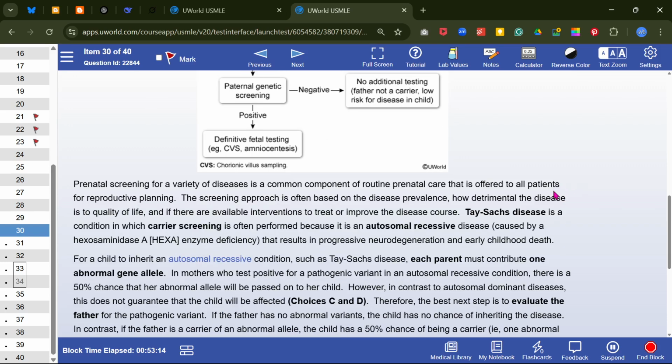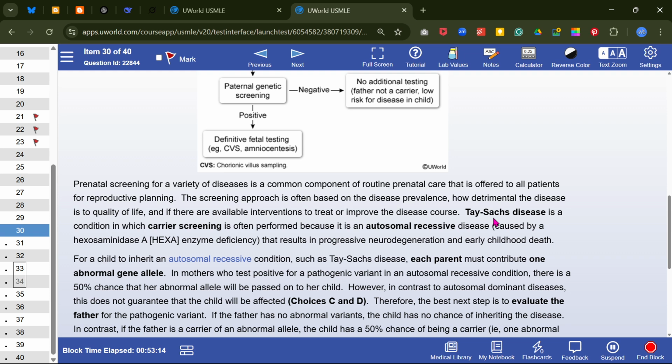Prenatal screening for a variety of diseases is a common component of routine prenatal care that is offered to all patients for reproductive planning. This screening approach is based on the disease prevalence, how detrimental the disease is to quality of life, and if there is an available intervention to treat or improve the disease course.